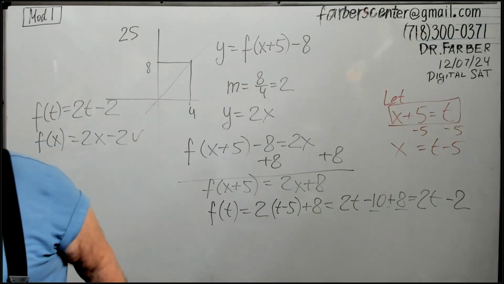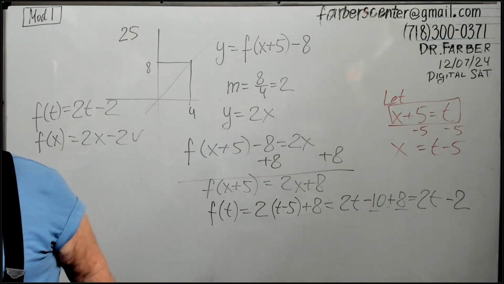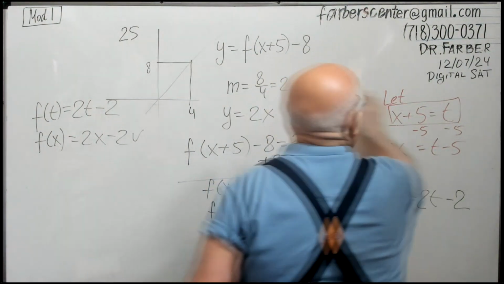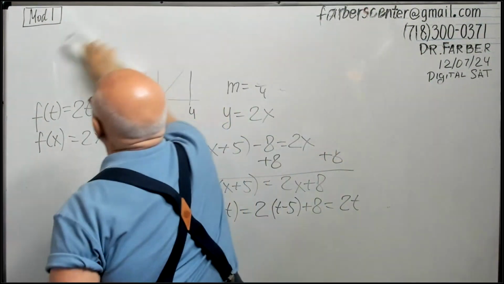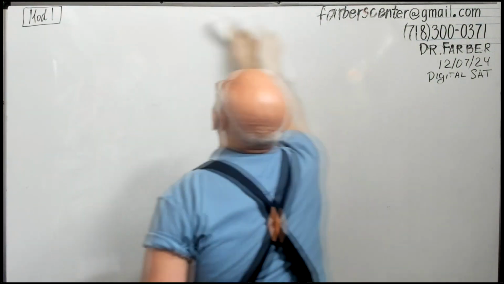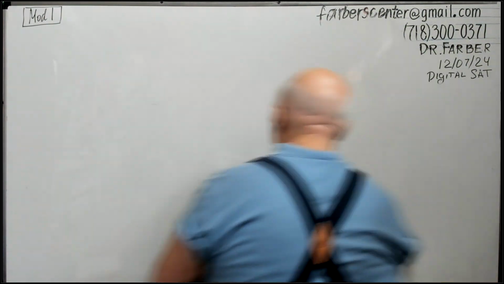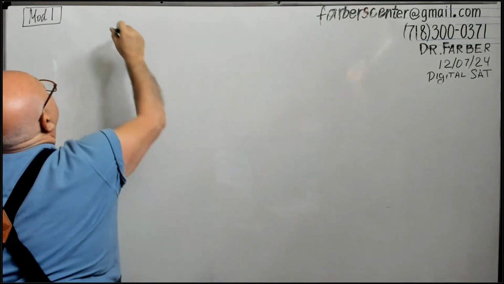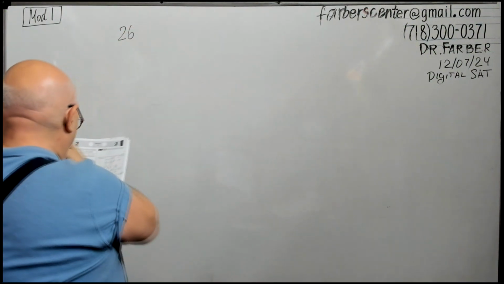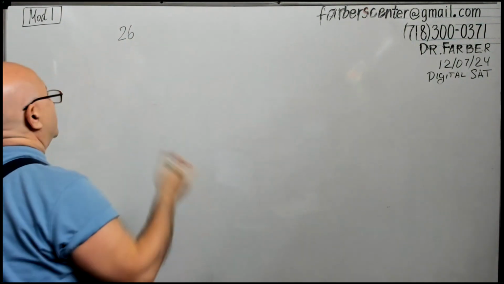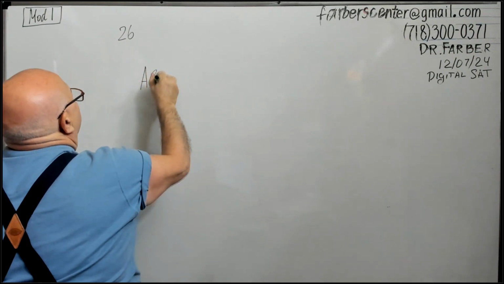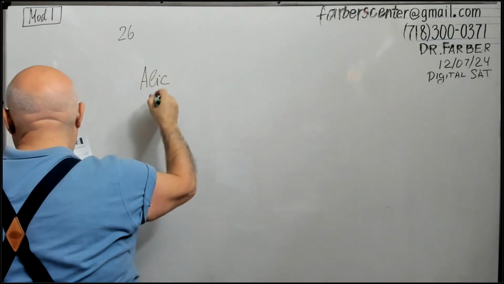Okay, number 1, what do we have? 26, 27. Alice can do it in 7 hours. Hey, it's working together, without thinking too much. Create a table. Alice, and who's the second one? Bob.